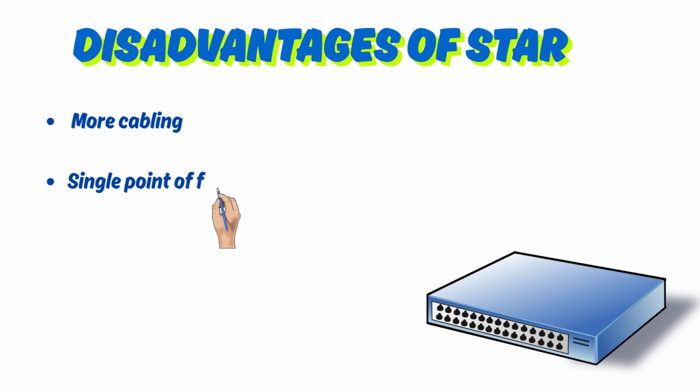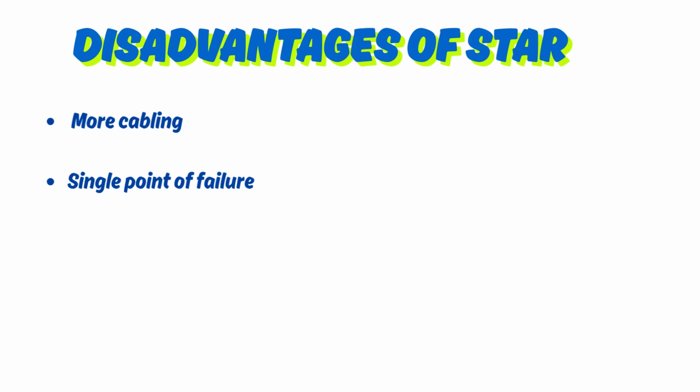The second disadvantage is single point dependency or failure. The biggest issue is that the entire network depends on the central hub or switch. If this central device, such as a hub, switch, or router, fails, the whole network goes down. No device will be able to communicate even though all the other connections are fine.